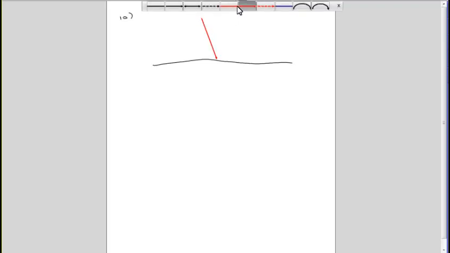So let's draw a surface. We have our light ray coming in, which has an angle of 23.1 degrees relative to the normal, which is perpendicular. So this angle here, we'll call that theta 1. Theta 1 is equal to 23.1 degrees.